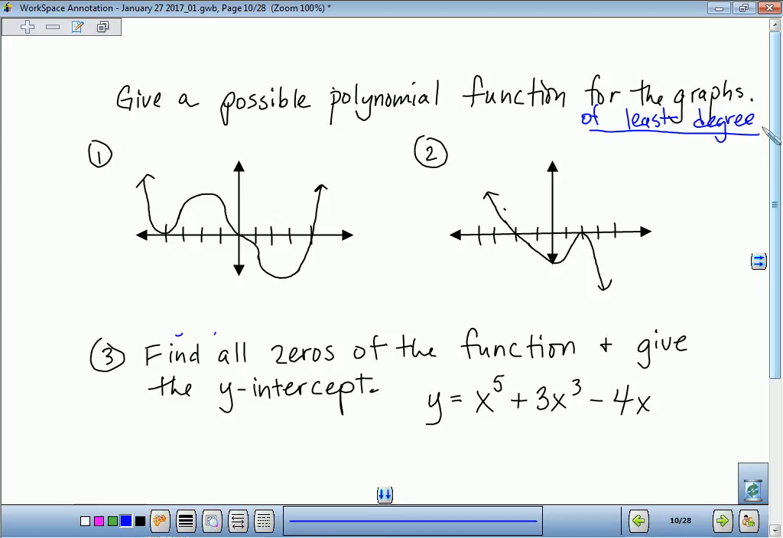I see the inflection. Okay, so we've got an x-intercept, an x-intercept, an x-intercept. So this is at -4, so it would make x plus 4. This is at 0, x minus 0. You don't normally write x minus 0.